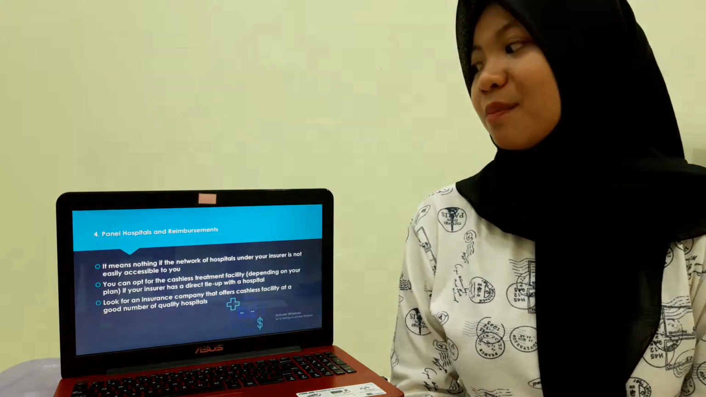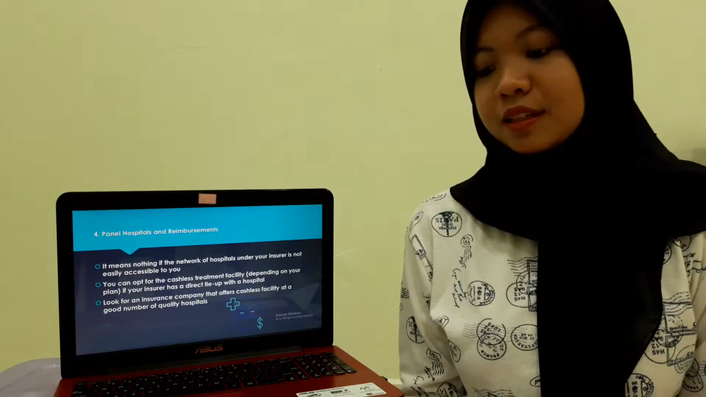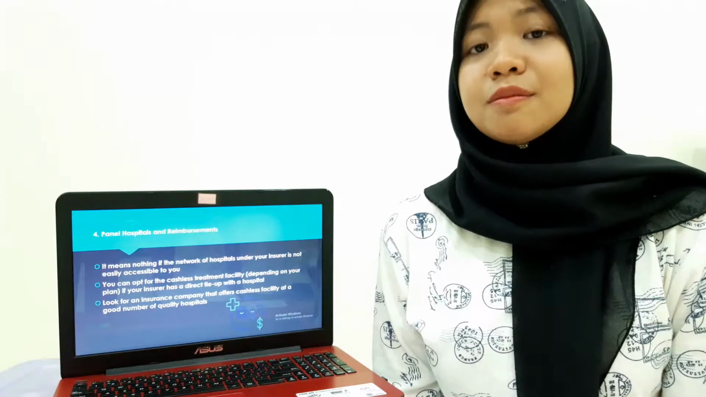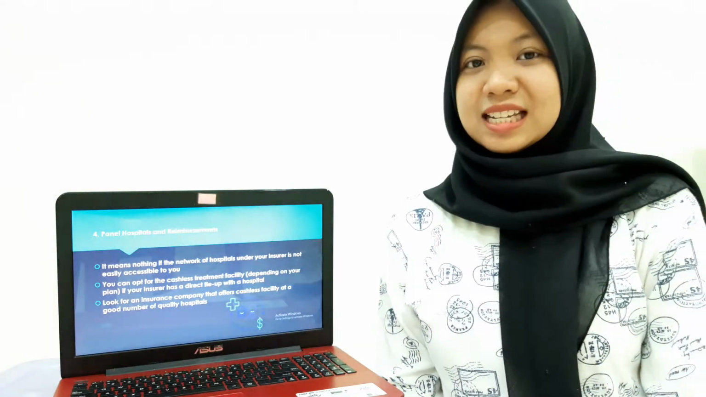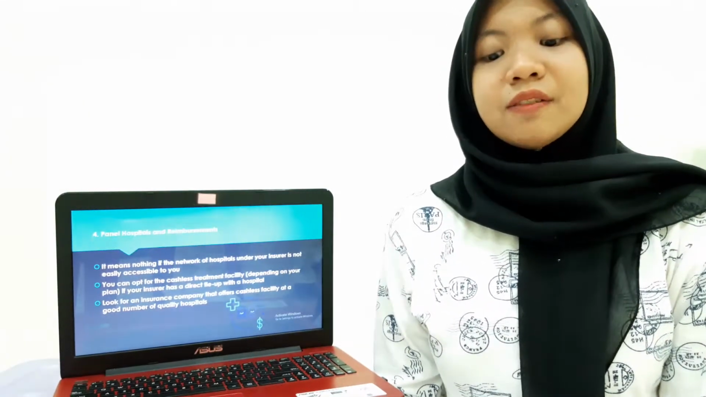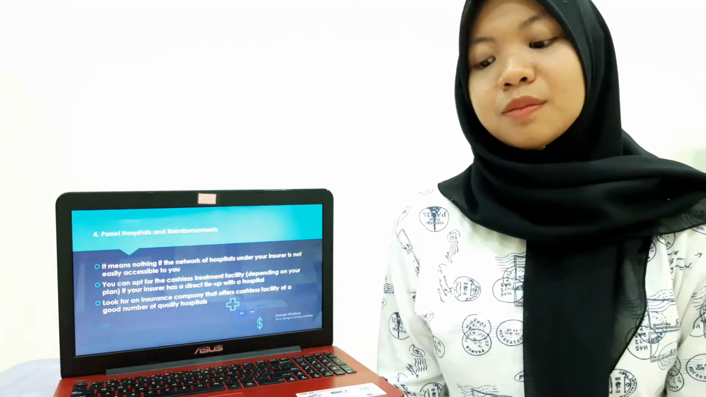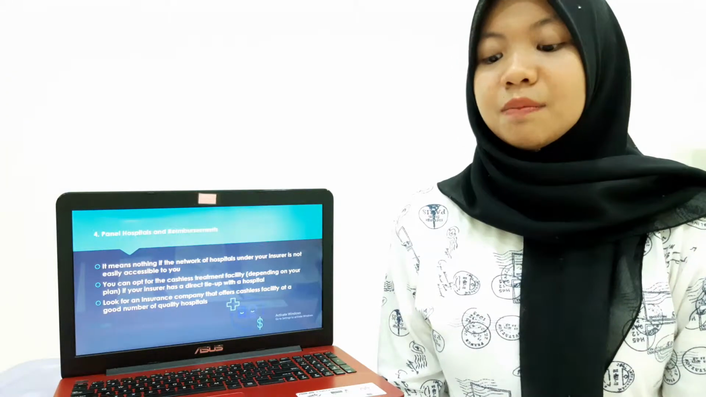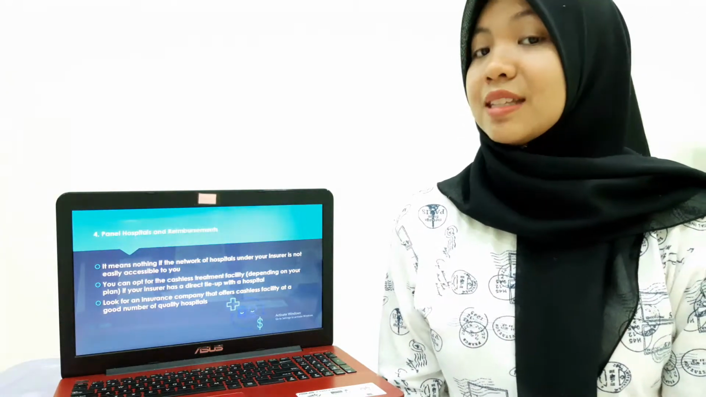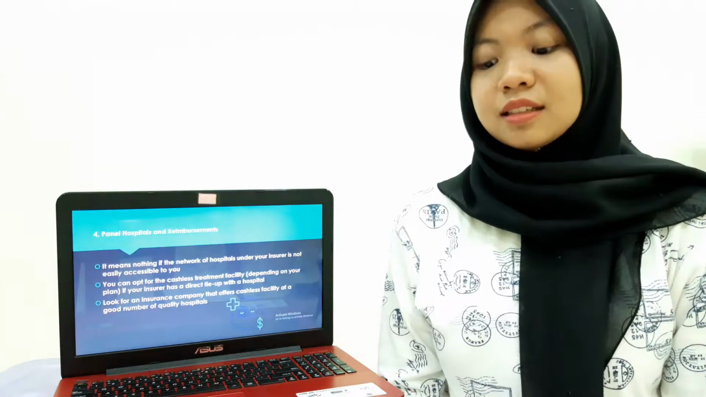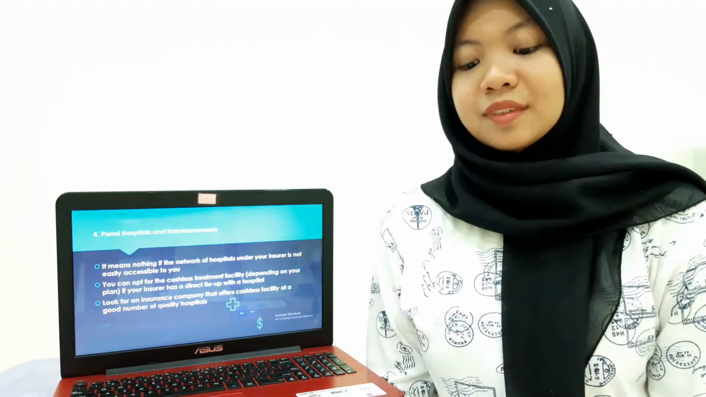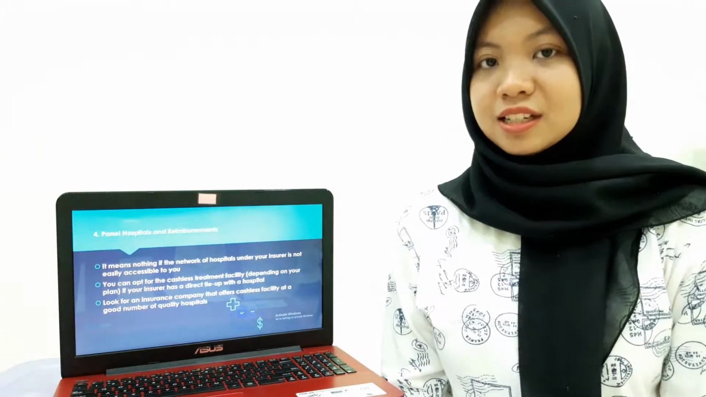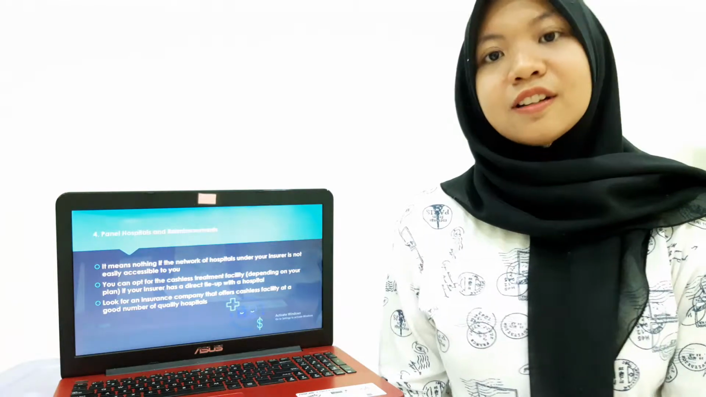The next point is panel hospital and reimbursement. It is meaningless if you have insurance, but the hospital network is not easily accessible to you. If the insurer has a direct connection with the hospital, you can opt for a cashless treatment facility, depending on the plan. Or simply said, the claim will be directly settled by the insurance company. So in a nutshell, look for an insurance company that offers a cashless facility or check if the hospitals are in the insurance network.